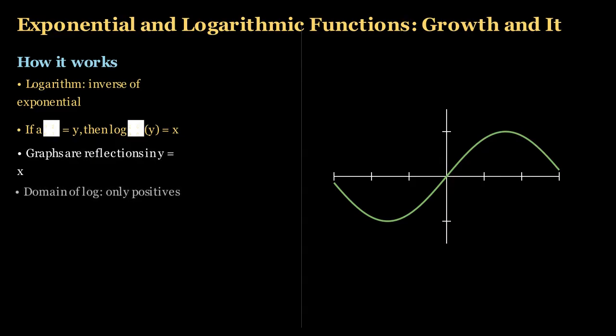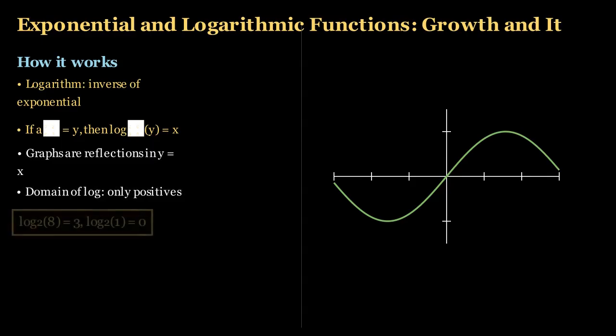This reflection instantly shows you why the logarithm's domain is only positive numbers, because the exponential's range, its outputs, are only positive. You can't take the log of 0 or a negative number, just like you can't get 0 or a negative number from a positive base raised to any real power.